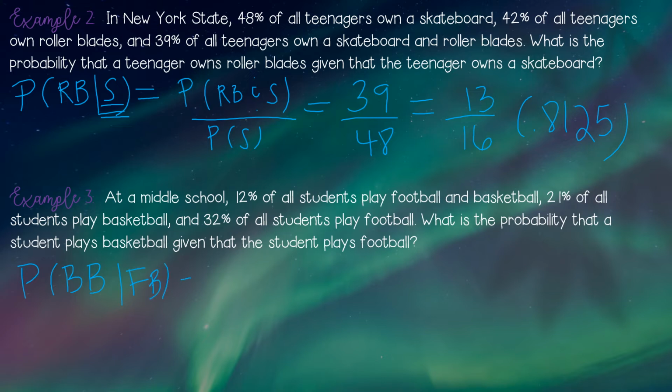Okay, so to do this, we have to find the probability of basketball and football over the probability of football. So the probability that they play both is 12%, and the probability that they play football is 32%. So 12 out of 32, which simplifies to what? 3/8. So I'm fine with 3/8. If you want to write it as a decimal, 0.375.